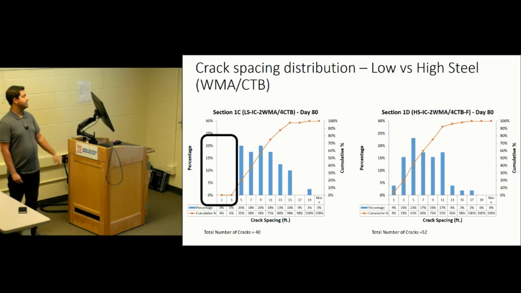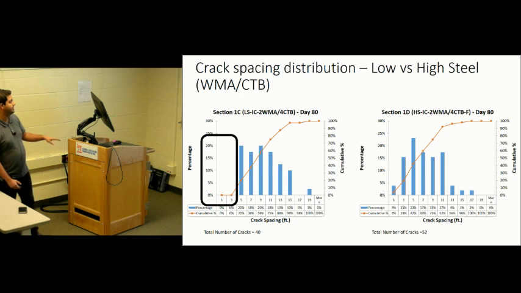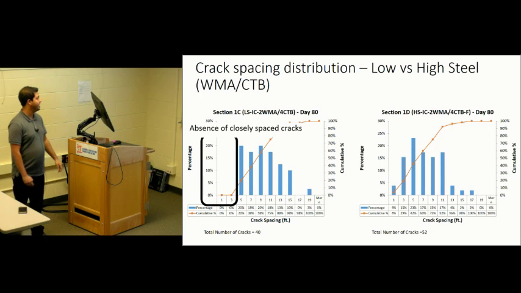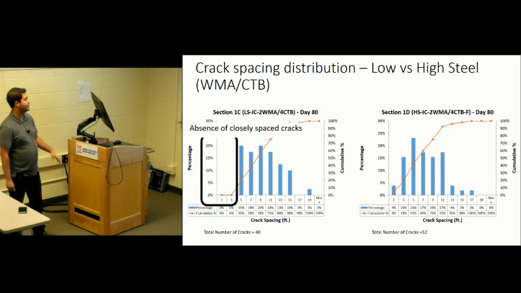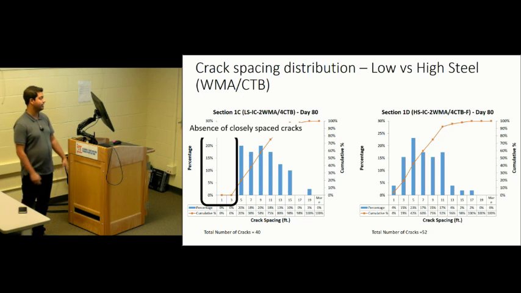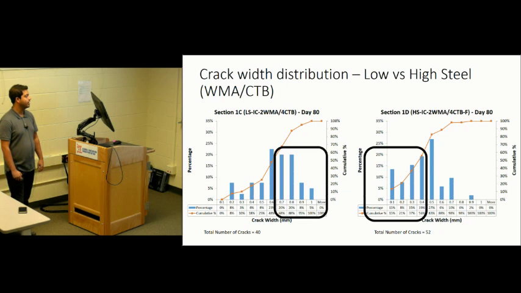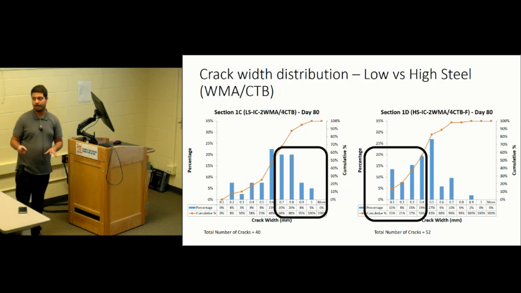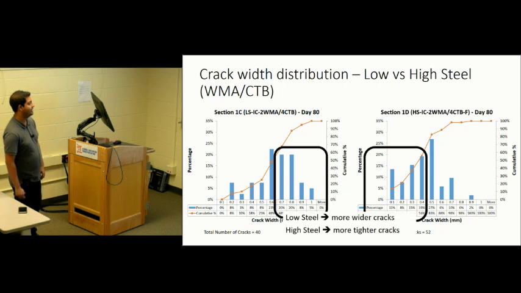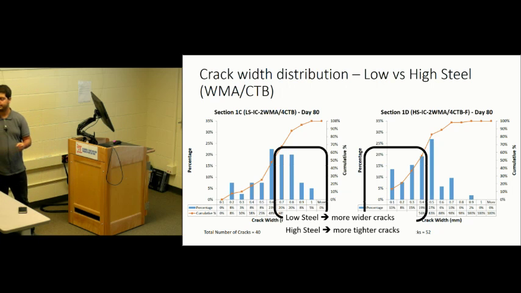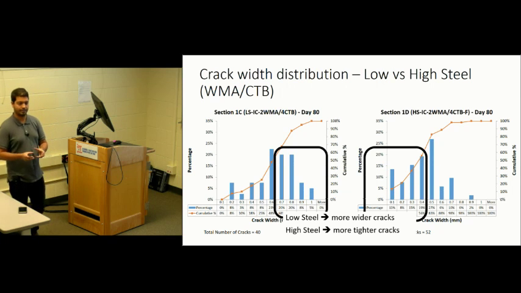Another thing we can see is crack spacing for low and high steel. There is an absence of closely spaced cracks in low steel versus high steel. There is more restraint, and we see a lot of cracks in a regular pattern. If we compare high steel versus low steel crack width versus crack spacing, the lower steel content has wider cracks. The lower steel doesn't provide as much restraint as higher steel, and higher steel shows tighter cracks.